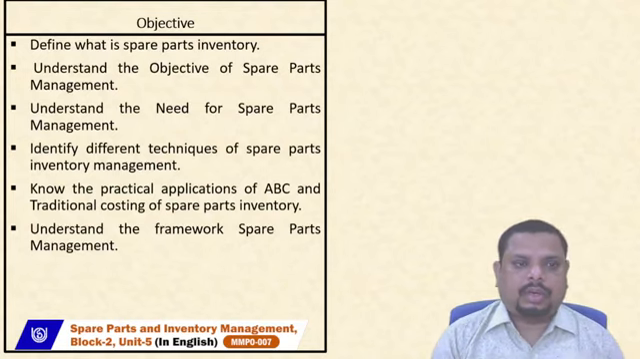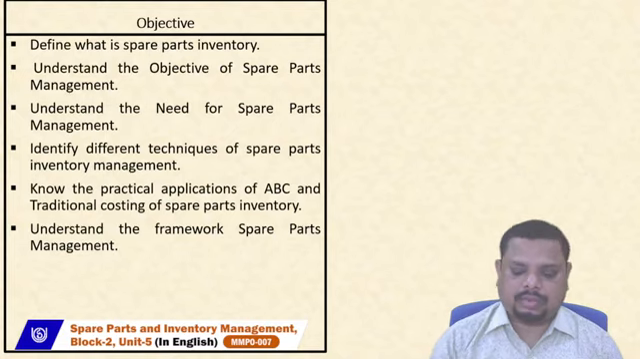Objective number one, first we have to define what spare parts inventories are. Point number two, understand the objective of spare parts management. Point number three, understand the need for spare parts management. Next, identify the different techniques of spare parts management. Next, know the practical application of ABC and traditional costing of spare parts inventories, and understand the framework for spare parts management. So these are the basic objectives for today's session.